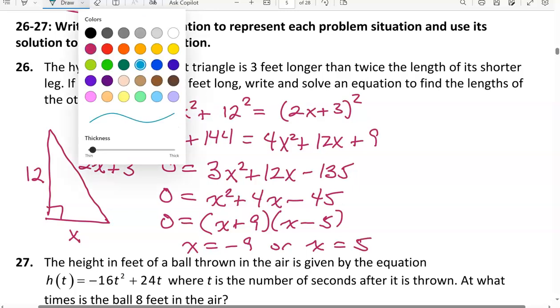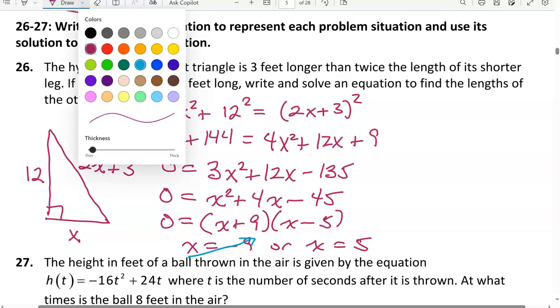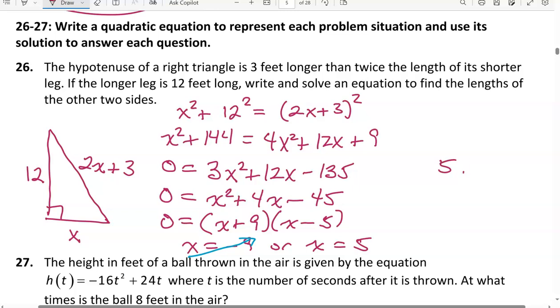In the context of a geometry problem where side length is represented, negative 9 doesn't make sense. So 5 is a valid solution. It is the length of the shortest side of this triangle, so 5 feet is the short leg. And the hypotenuse is 2 times 5 plus 3, which is 13 feet. So those are the other two sides that are requested.